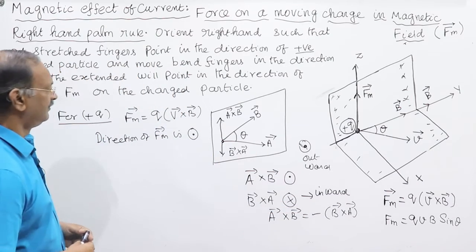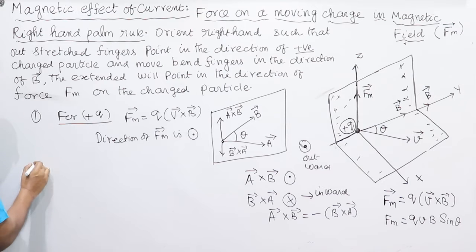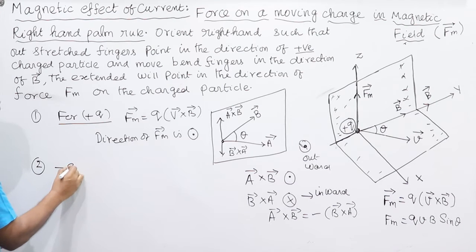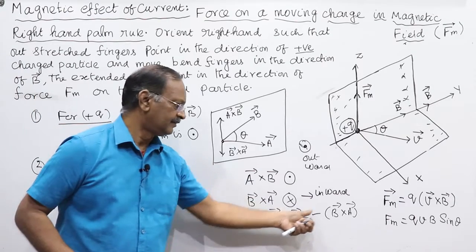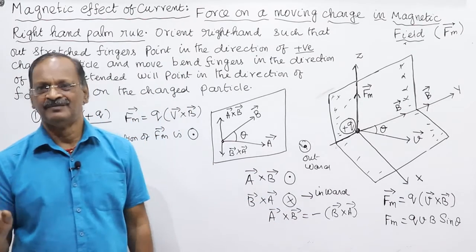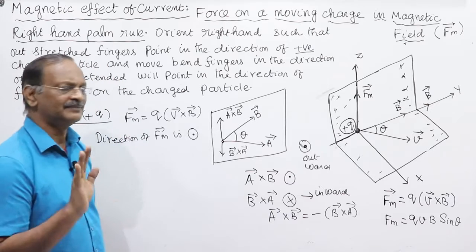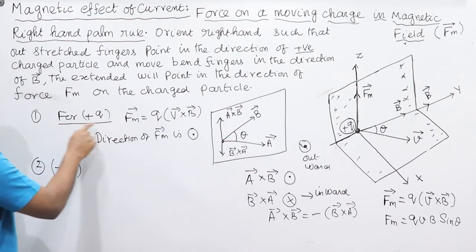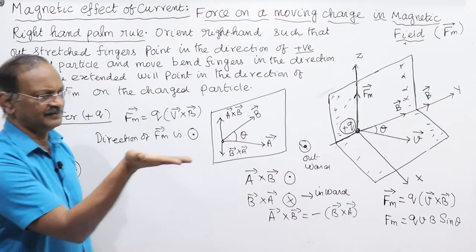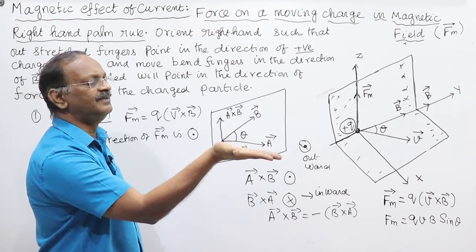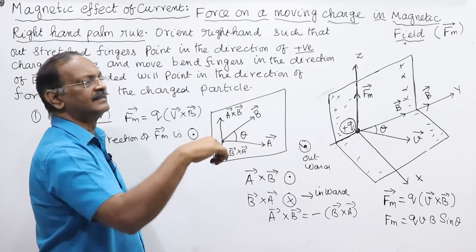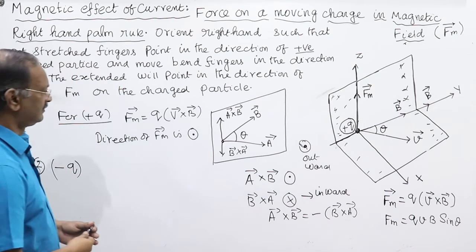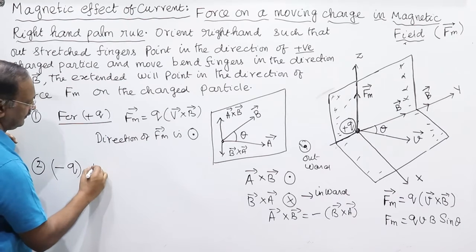Same way, if you use for negative charge, how will we calculate? Again do we have to go through this all the procedure? No, we need not be confused. Only thing, reverse the direction from the positive charge. For positive charge, what do we do? We keep it here, from V we move to B in this direction. Just reverse the direction, it will be inward. So it will be inward, the direction of Fm.